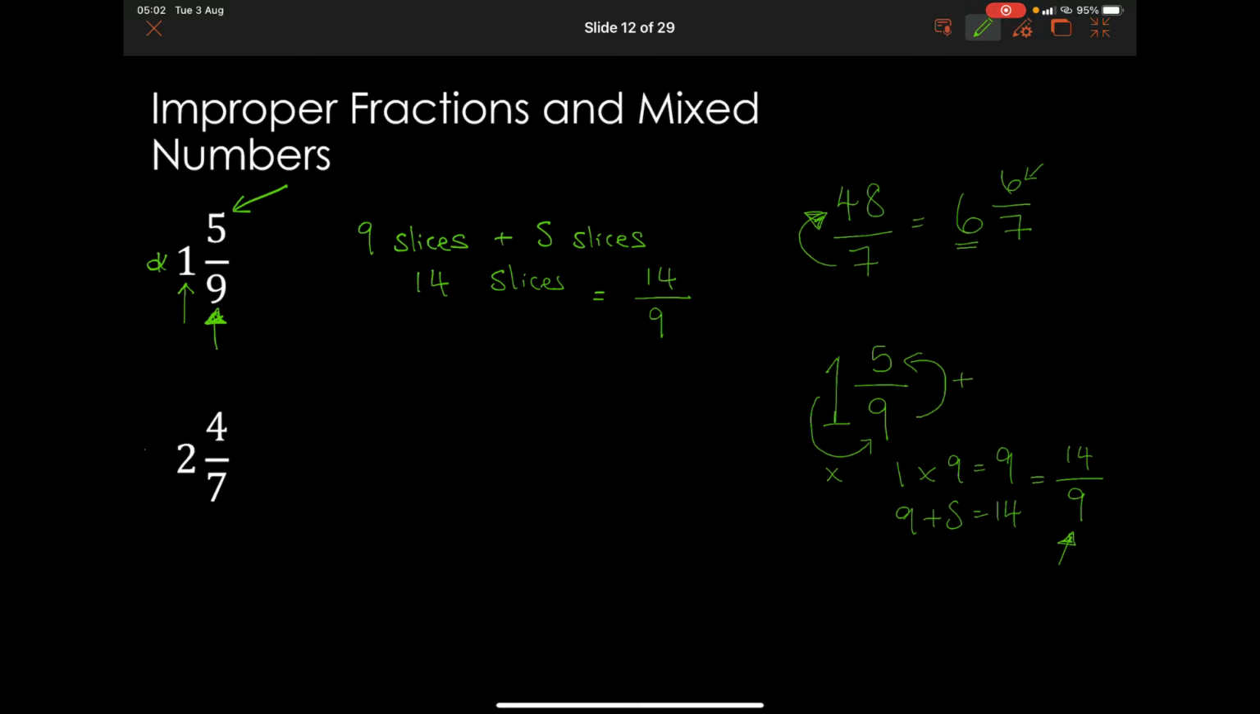So then, to do this one here, all you would do is take the whole number, times it by 7. So 2 times 7 is 14. And then we add the top number. 14 add 4 is 18. So our fraction would be 18 over the bottom number, 7.